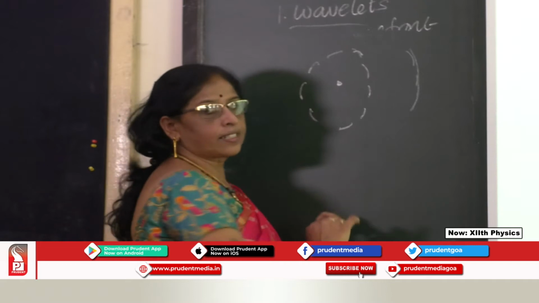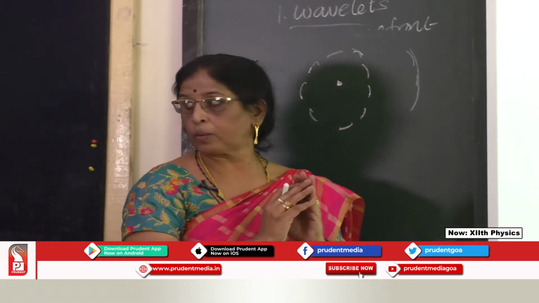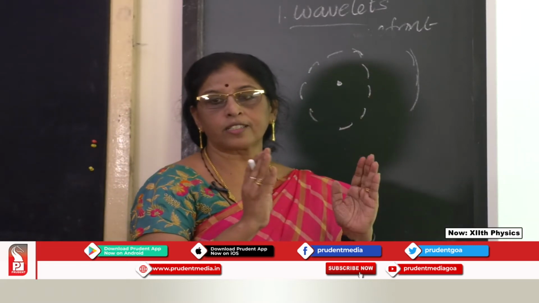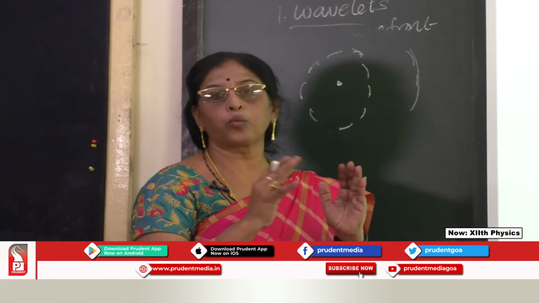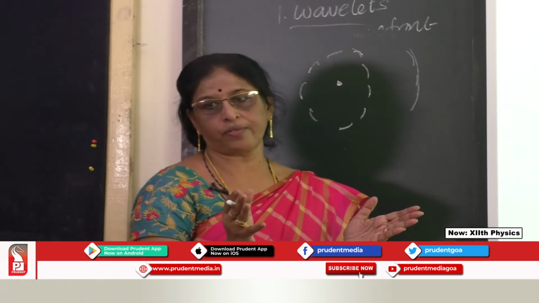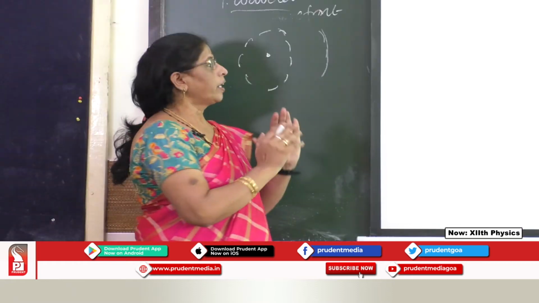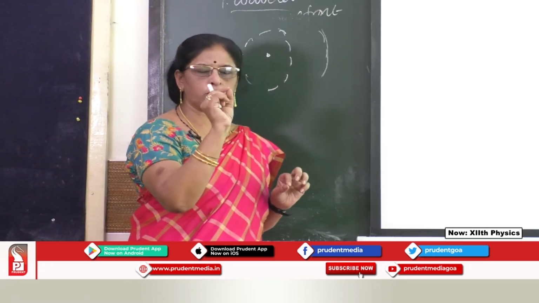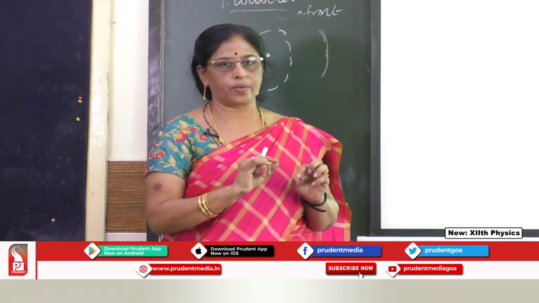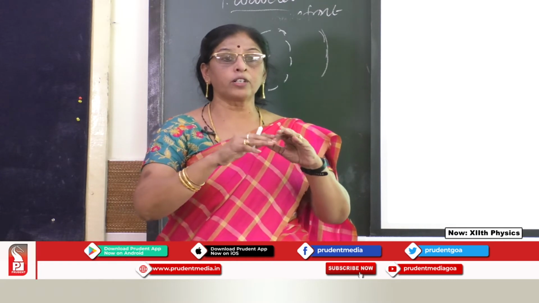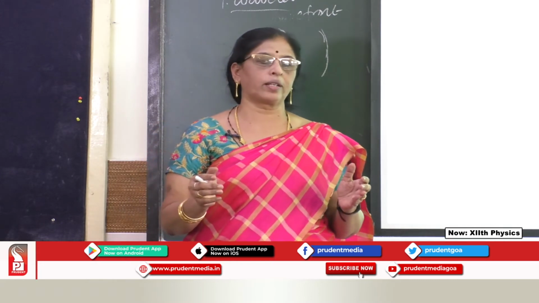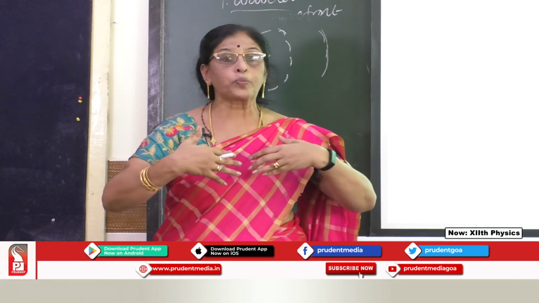Now, let us consider a source. I'm going to talk about the different types of source and the different types of wavefront we are going to study. When you consider a point source, that means a dot, one source, the wavelets are emerging in all directions. That's why we say light always spreads.